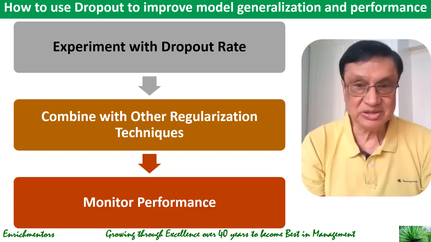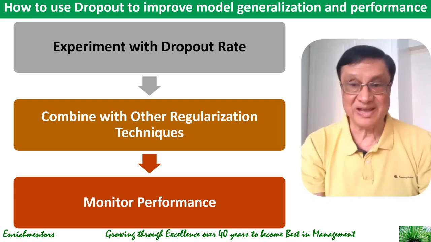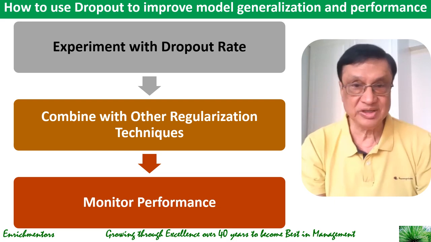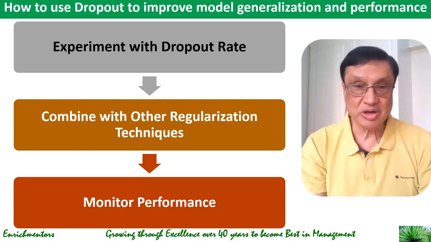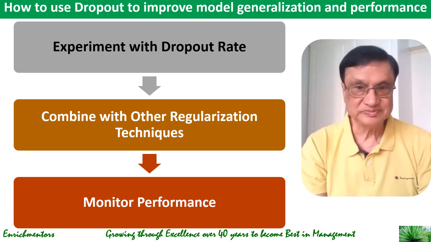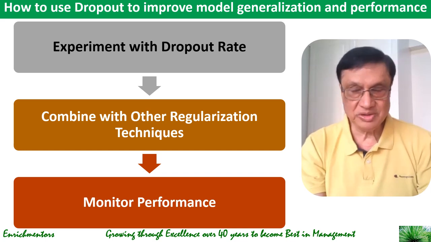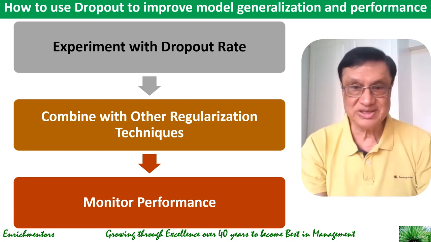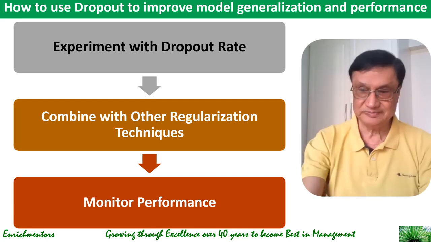And finally, monitor the performance of the model during training and validation to ensure that dropout is effectively preventing overfitting without compromising model performance. Use techniques such as early stopping to prevent overfitting and achieve optimal performance. By incorporating dropout in the training process of your neural network, you can effectively improve model generalization and performance, leading to better performance on unseen data and increased robustness to noise and variations in the input data.